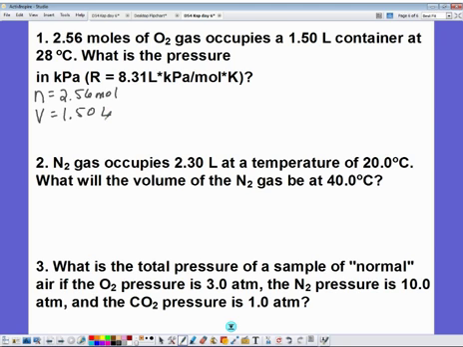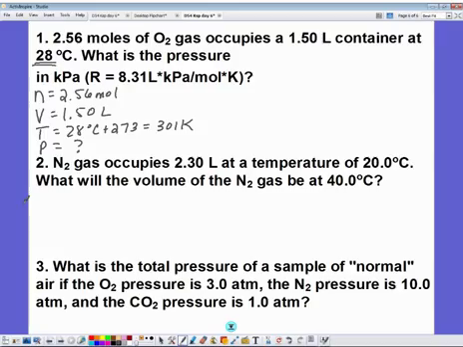At 28 degrees Celsius, there's my T. 28 degrees Celsius plus 273 is going to give me my 301 K, and I need it just to go to the ones place because that only goes to the ones place. Then it says, what is the pressure? So I put a big fat question mark beside pressure.